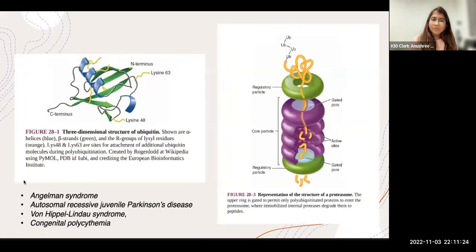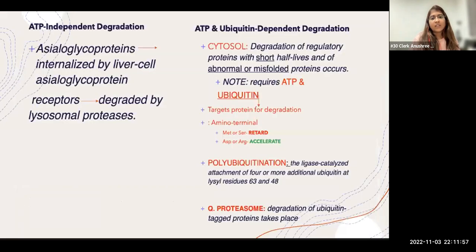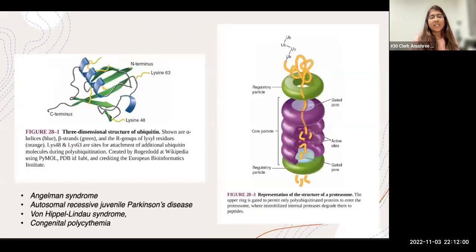And here are some key disorders related to anything that goes wrong with ubiquitin or the enzymes related to ubiquitin. You should probably note these down. They can come as a question like: the following cause ubiquitin disorders except. So: Angelman syndrome, autosomal recessive juvenile Parkinson's disease, von Hippel-Lindau syndrome, which is really interesting, you can read about this, and congenital polycythemia.